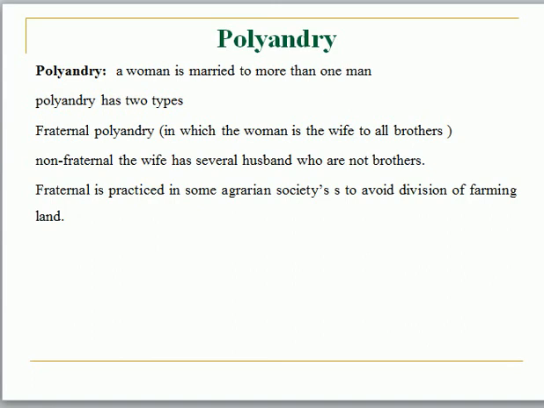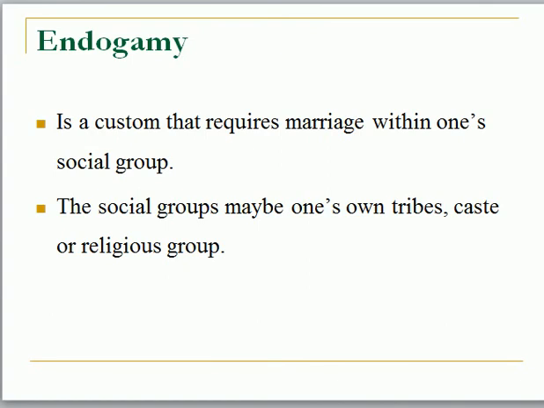So now, the next type of marriage is called endogamy. Endogamy refers to a type of marriage that takes place inside groups, inside kinships. Endogamy is a system of marriage that requires marriage within one social group. The social group may be one's own tribe, caste, or religious group. It means you need to marry within your own tribe or your own religious group.